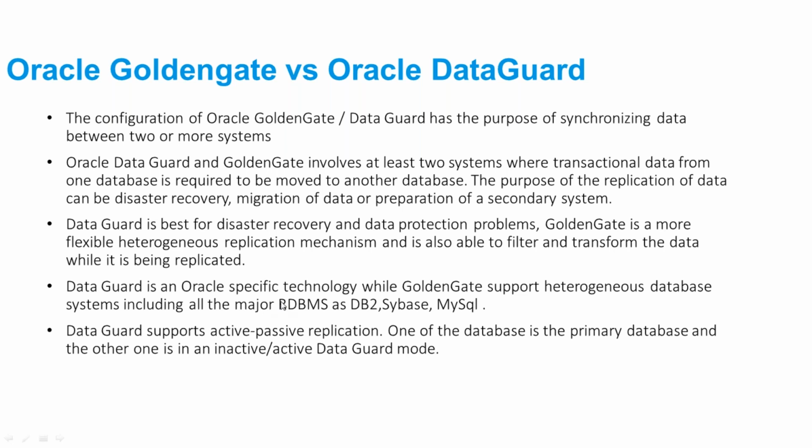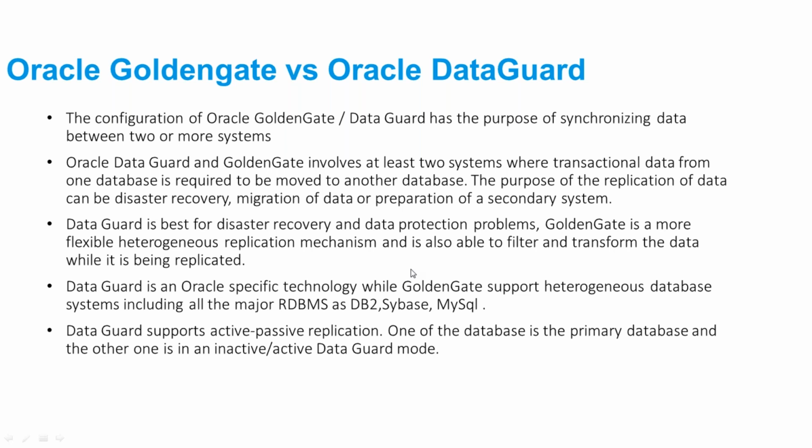DataGuard is best for disaster recovery and data protection problems. Golden Gate is a more flexible, heterogeneous replication mechanism and is also able to filter and transform the data while it is being replicated. So this point really sums it up. DataGuard is best for disaster recovery and data protection if you want to protect the data. However, Golden Gate is a flexible, heterogeneous mechanism and is also able to filter and transform the data.